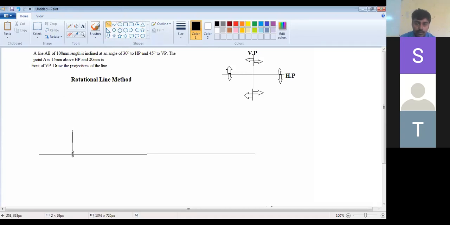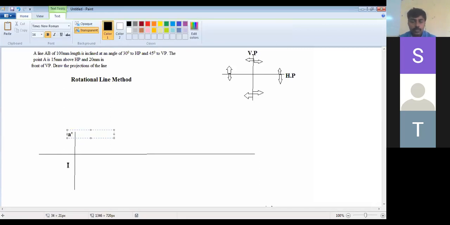Now see, 15 above HP and 20 in front of VP. So I got it now. This point I'm marking as A. How much distance is it? It is 15 above HP and this is 20 in front of VP in the problem.